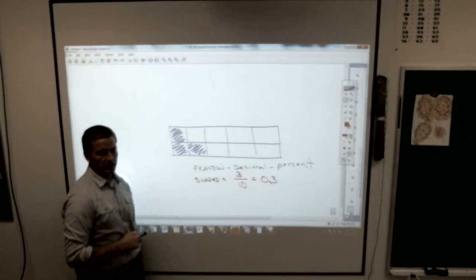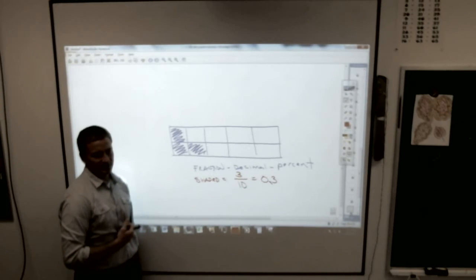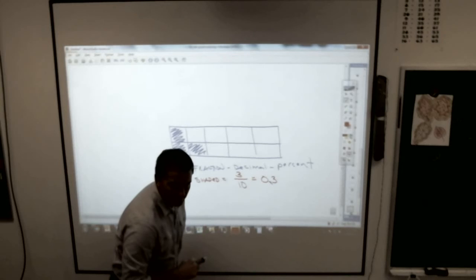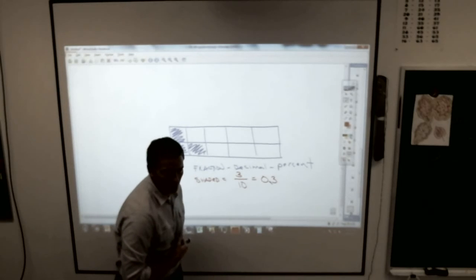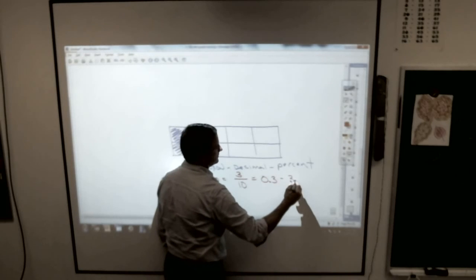Hayden? Okay, don't take your little circle pieces out. 1/10 is what percent? 1/10 is 10%. So if you have 3 of those, it's how many? 3/10? 30%? Yep. That's what I thought.